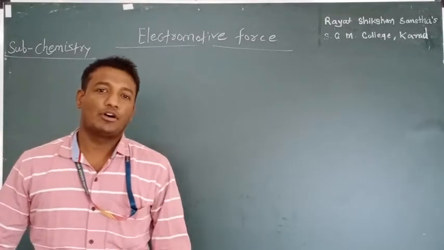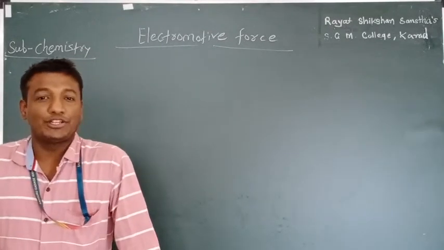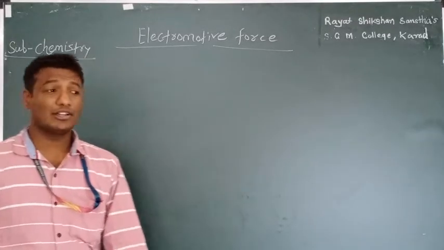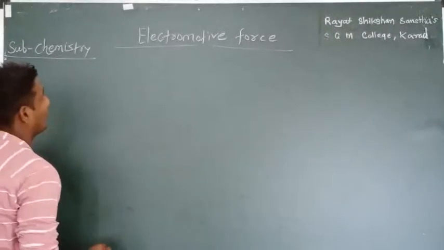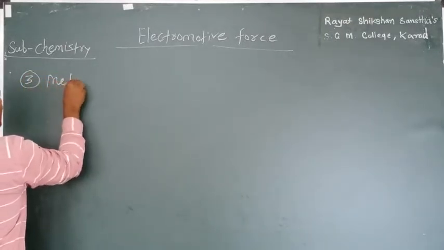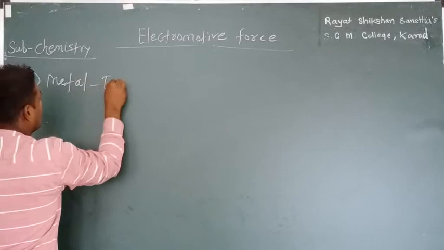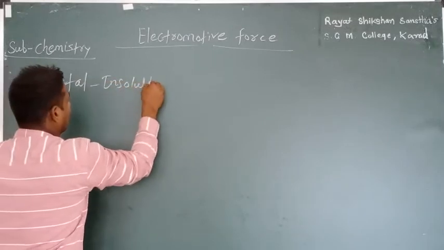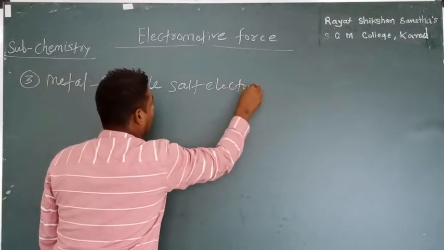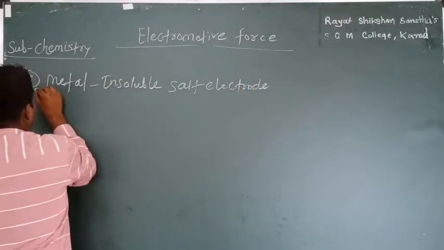Yesterday, we saw the amalgam electrode. What is the purpose of amalgamation process in electrochemistry? Today, we will start with the new type of electrode, that is metal insoluble salt electrode. The third type of electrode.